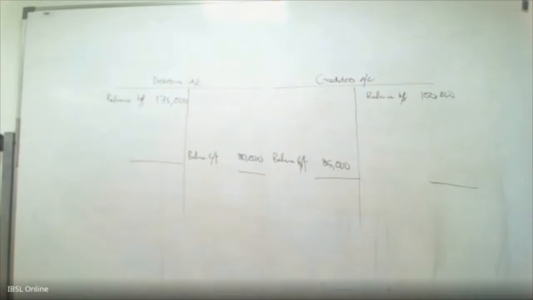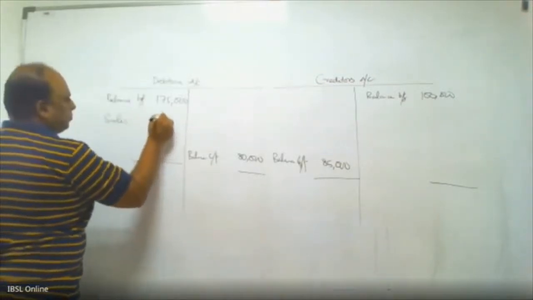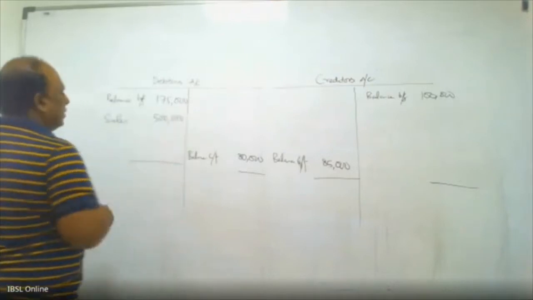First, they say sales on credit. Now, debtors will come into the picture only when there is a credit sale. If it is a cash sale, you will debit cash, credit sales. When it is a credit sale, you will debit debtors and credit sales. Here they say sales on credit was 500,000. So debit debtors, credit sales.